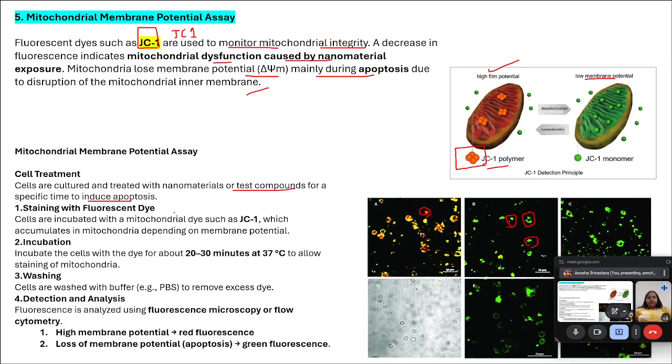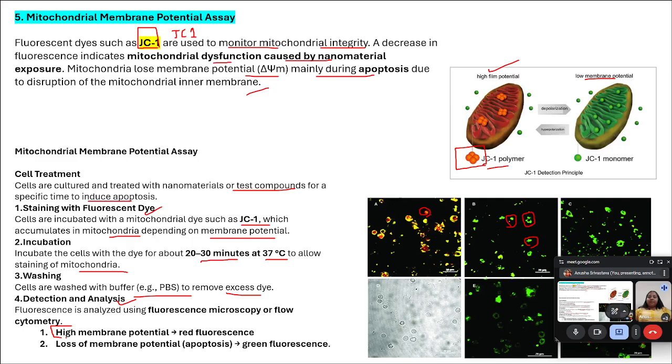For staining with fluorescent dye, cells are incubated with a mitochondrial dye such as JC1, which accumulates in mitochondria depending on membrane potential. This JC1 dye has this inherent ability that it will accumulate in mitochondria depending on membrane potential. You incubate the cells with the dye for about 20 to 30 minutes at 37 degrees Celsius to allow staining of mitochondria. Cells are washed with buffer to remove excess dye, and detection is done via fluorescence, like you can do it in the fluorescence microscope.